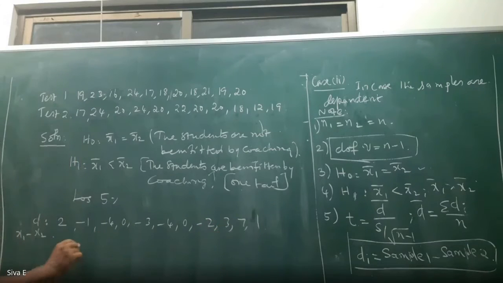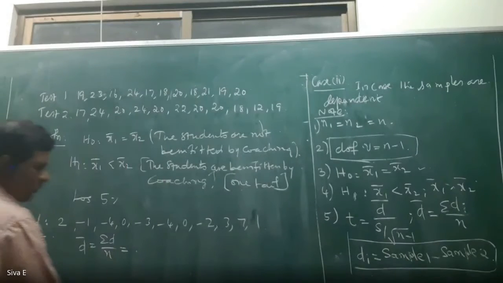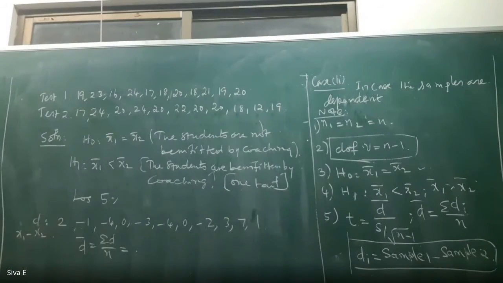Okay, fine. D bar equal to summation of D by N. What is the value of D bar here? N is 11 here.